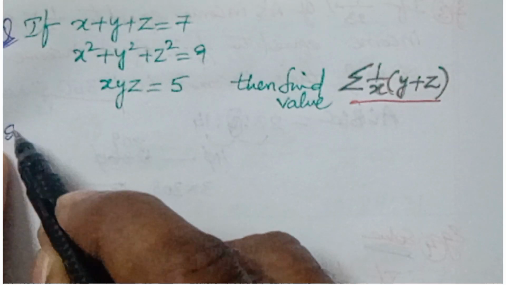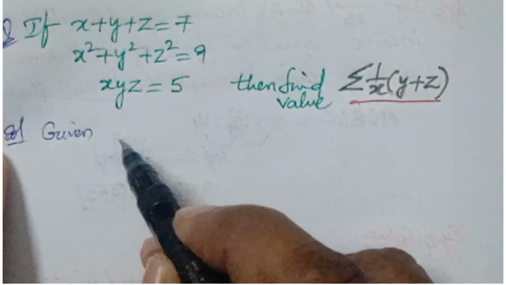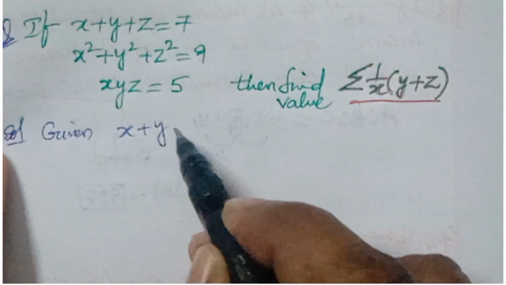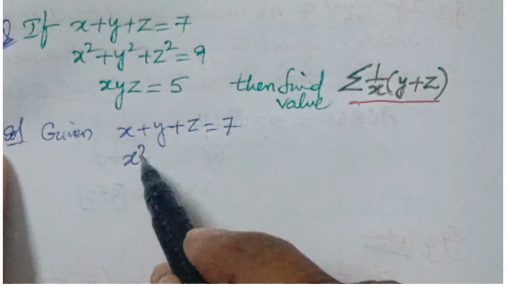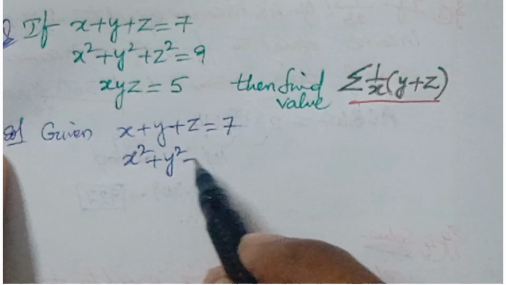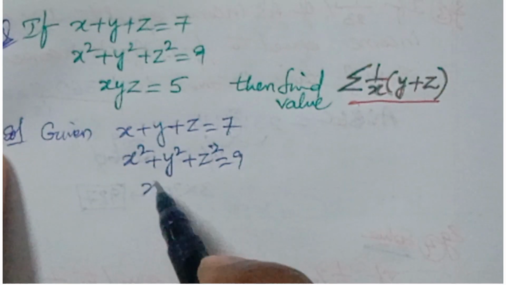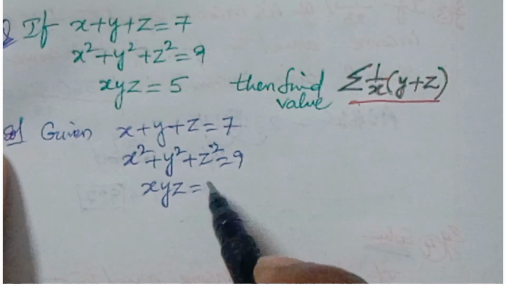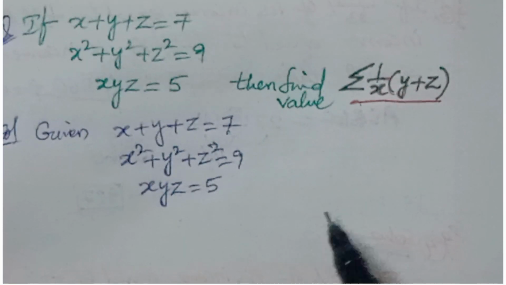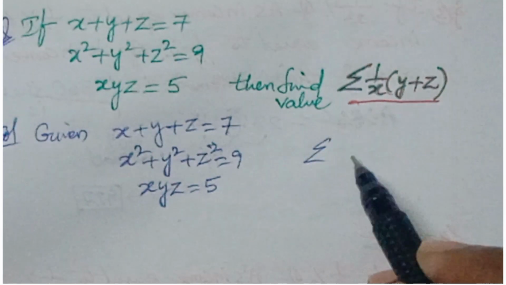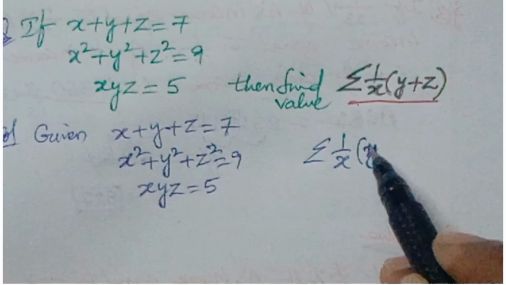So here the question is given. What is given? x plus y plus z is equal to 7. x square plus y square plus z square is equal to 9. xyz is equal to 5. First of all, you have to find sigma 1 by x into y plus z.